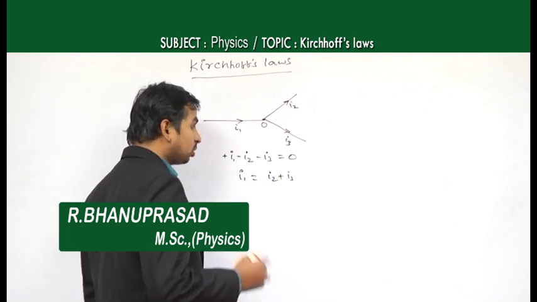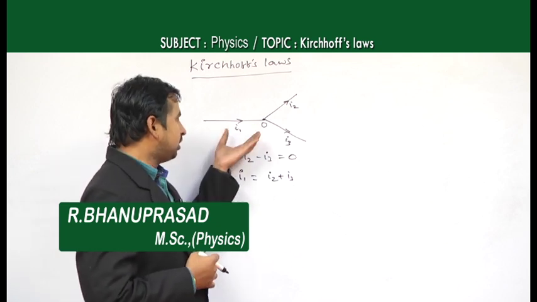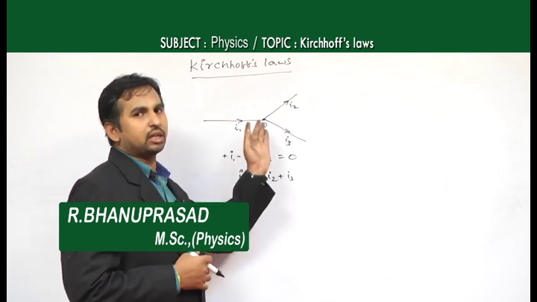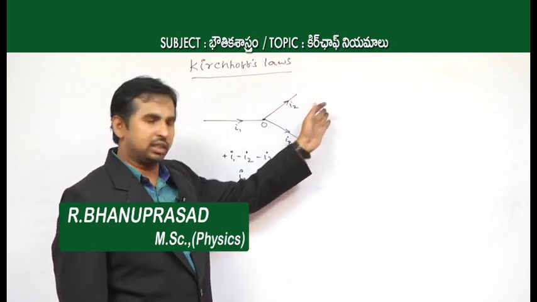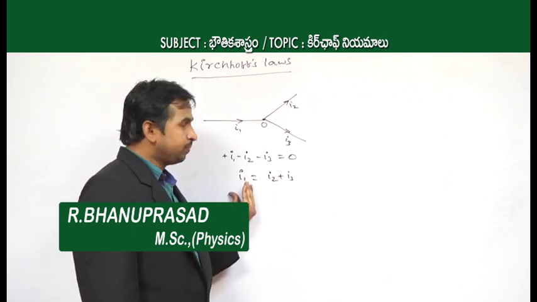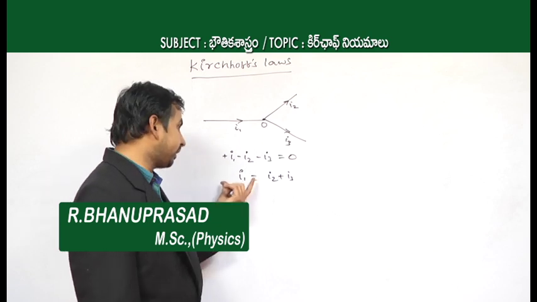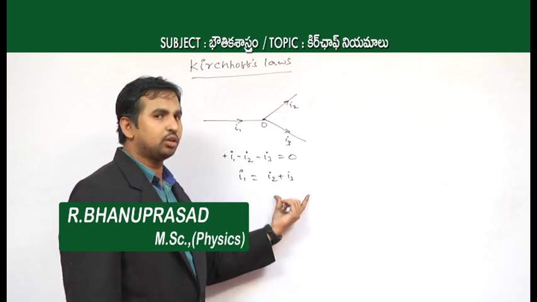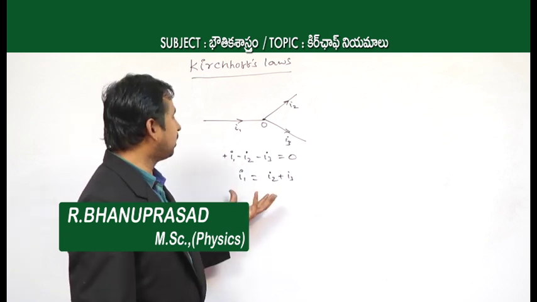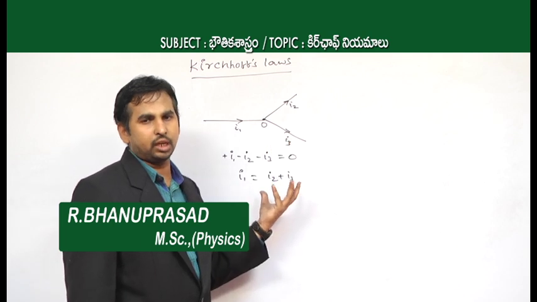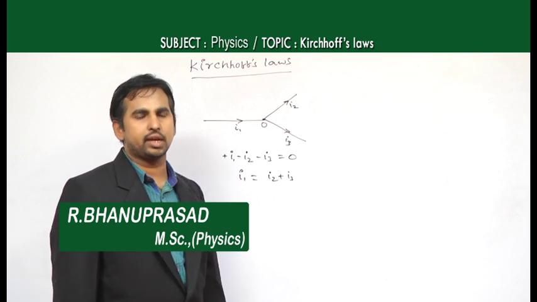I2 plus I3. In another way, we can state the Kirchhoff current law: the sum of incoming currents at the junction point is equal to the sum of outgoing currents. Here the incoming current is I1 and the outgoing currents are I2 and I3, so I1 equals I2 plus I3. Like this we can write the current law. This is called Kirchhoff current law, or it is also called the junction law.